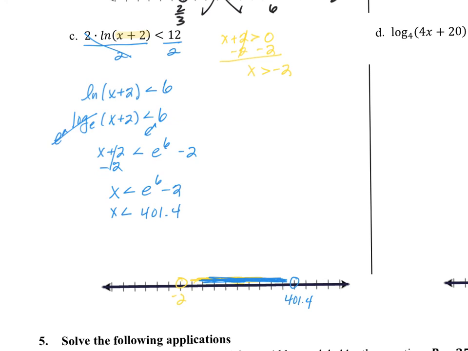Now, interval notation is going to be parentheses because I have open circles, negative 2 to 401.4. Or I would prefer that you write negative 2, comma, e to the 6 minus 2, because we want exact answers most of the time.